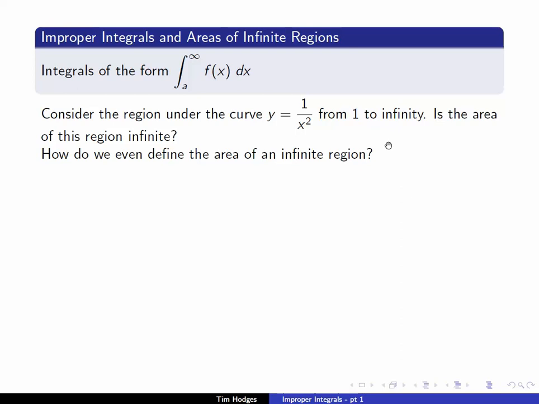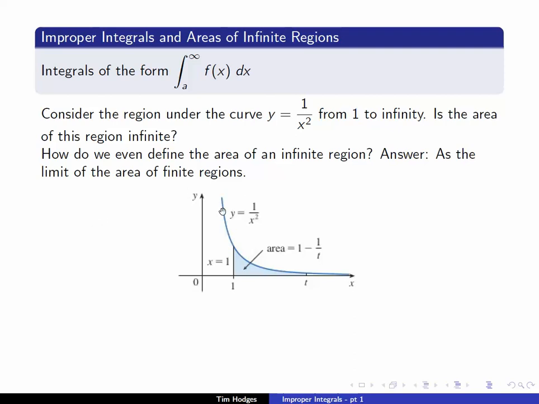Well, having done calculus for a little while, I'm sure you'll be expecting the answer to be the limit of the area of finite regions. So what do we do? We look at the curve y equals 1 over x squared and we find the area from 1 to t. Well, an easy calculation tells us that that area is 1 minus 1 over t.